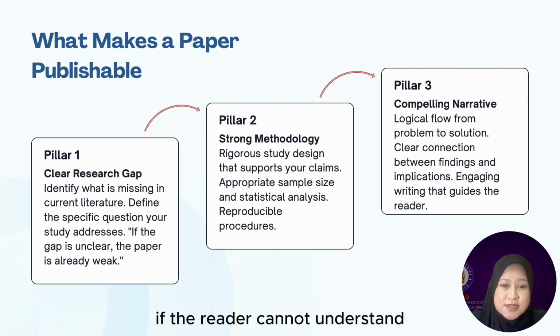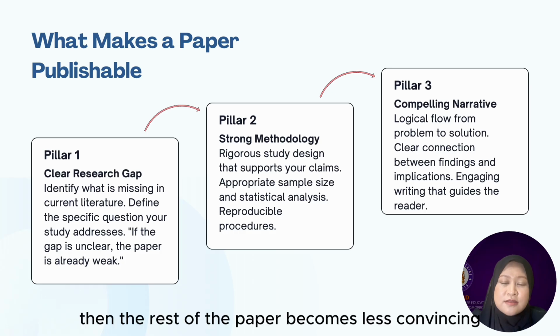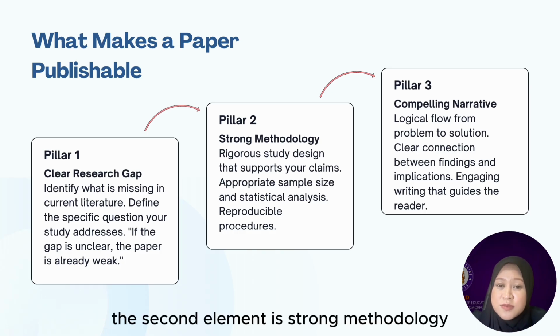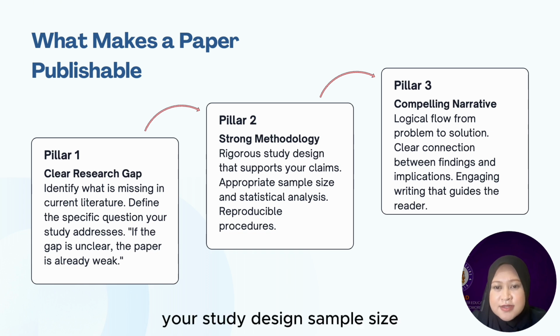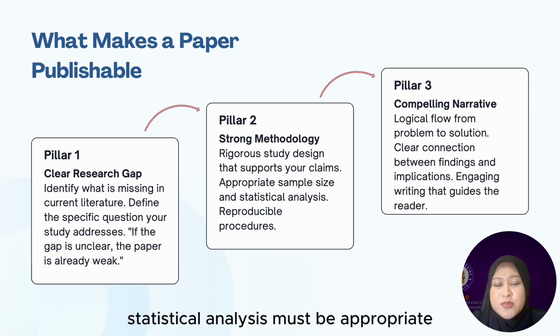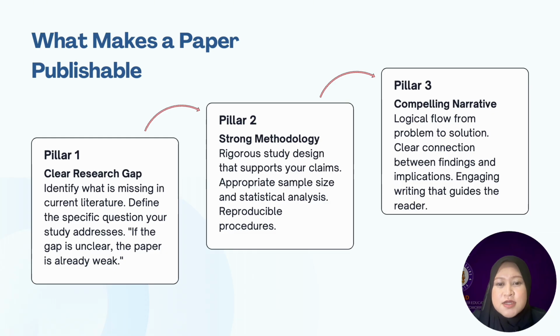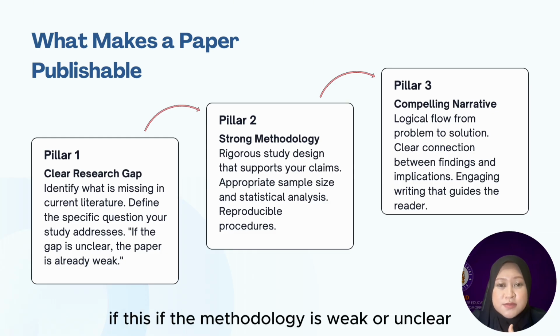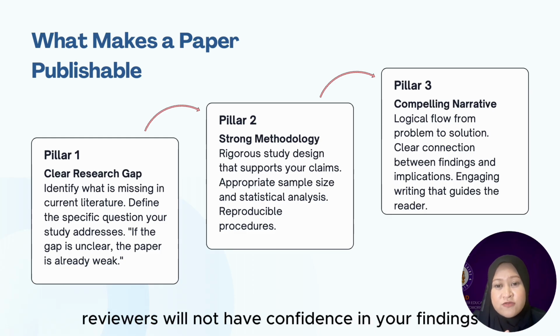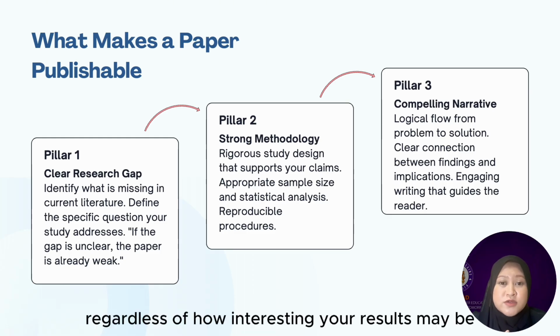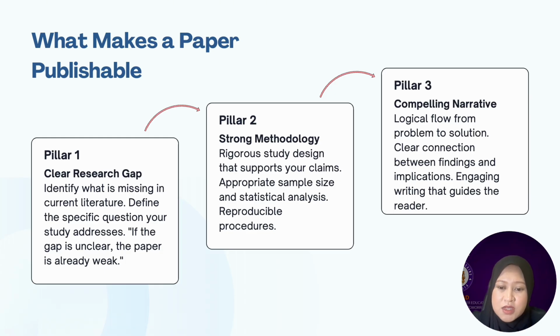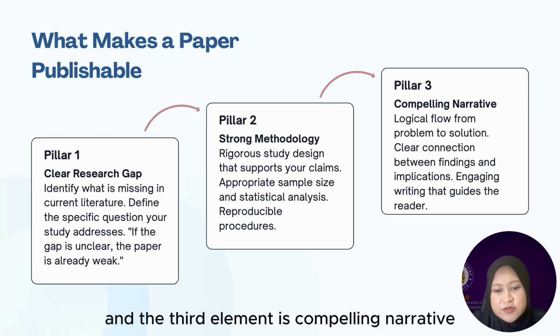If the reader cannot understand why your study is needed, then the rest of the paper becomes less convincing. The second element is strong methodology. Your study design, sample size, procedures, and statistical analysis must be appropriate and also robust to support your conclusions. This is the foundation of your work. If the methodology is weak or unclear, reviewers will not have confidence in your findings, regardless of how interesting your results may be. And the third element is compelling narrative.